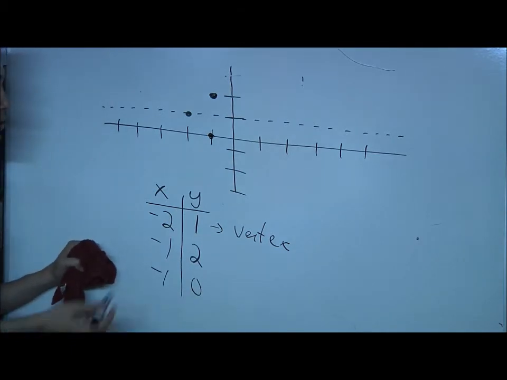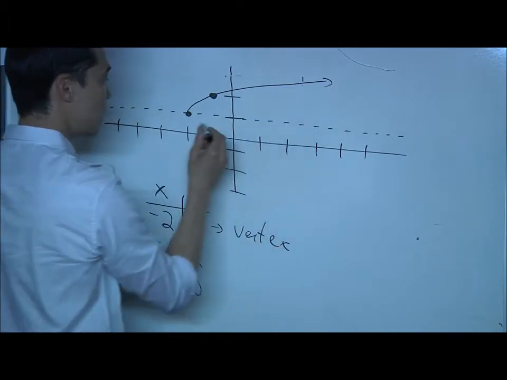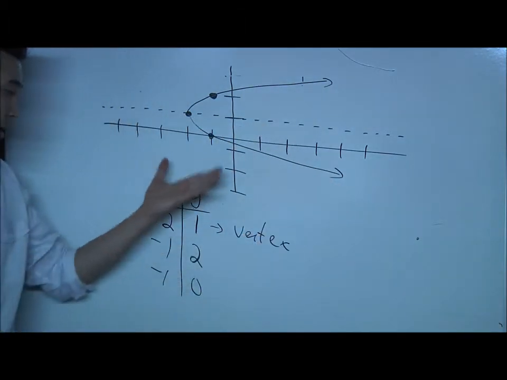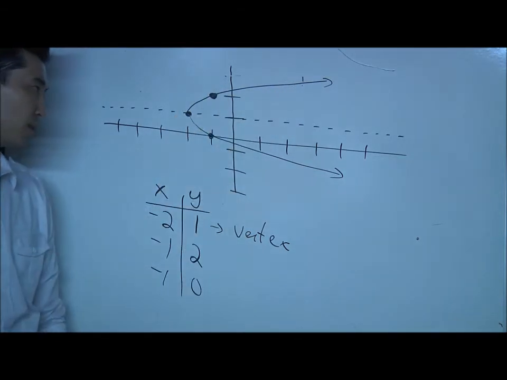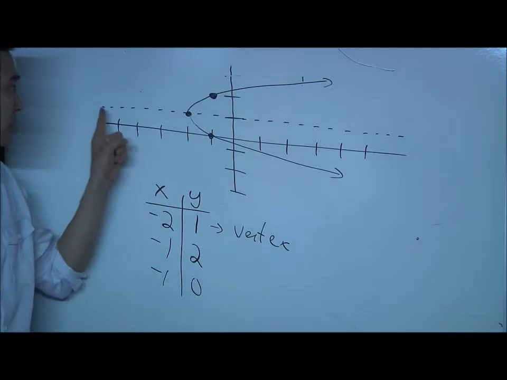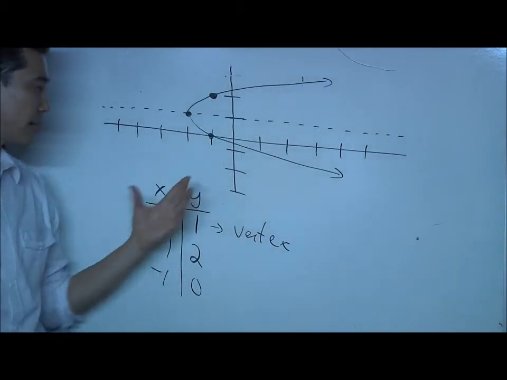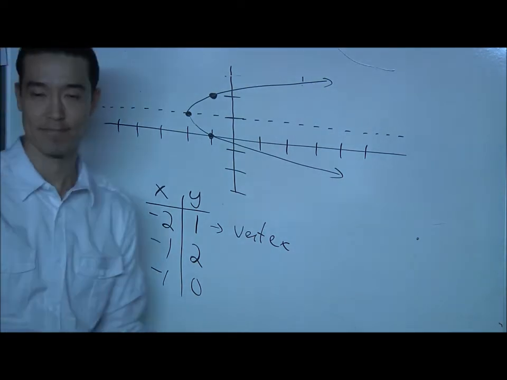Okay? And we know it opens to the right, so I'm just gonna sketch in a little skinny parabola coming through here. And if you want, you're certainly welcome to get a couple more points just to make sure you fit in this parabola better. But as long as I know that this is my axis of symmetry, here's my vertex and it opens to the right, I can really just get 3 or 4 points and I'll have a really nice sketch. Okay?